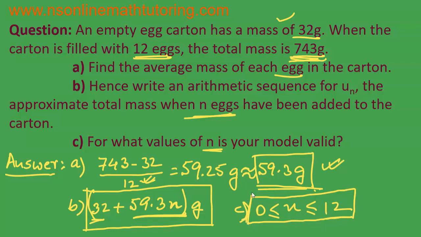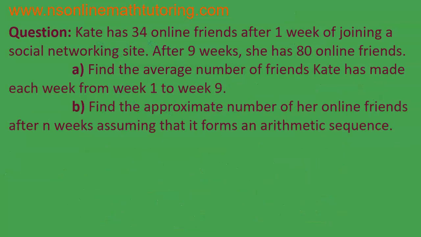So let us take up one more question. Kate has 34 online friends after 1 week of joining a social networking site. After 9 weeks, she has 80 online friends. Subpart A asks us to find the average number of friends Kate has made each week from week 1 to week 9.